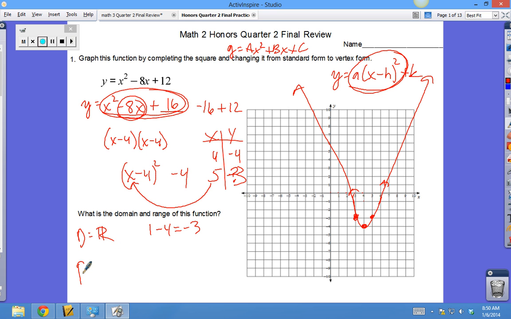My range, the range is how far up and down. How far up? This is going to keep going up and up and up forever, but it never ever goes lower than right here. So it's going to increase forever, but it never goes lower than negative 4. So my range is going to be negative 4, including, so it's got to be a bracket, all the way to positive infinity, and everything in between.